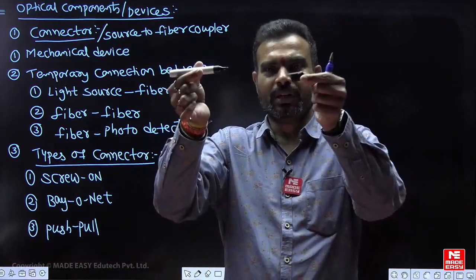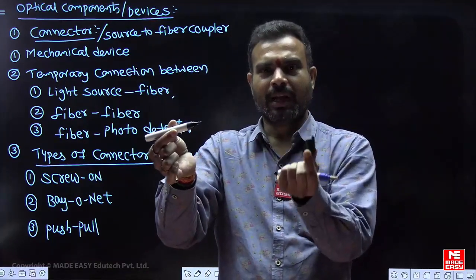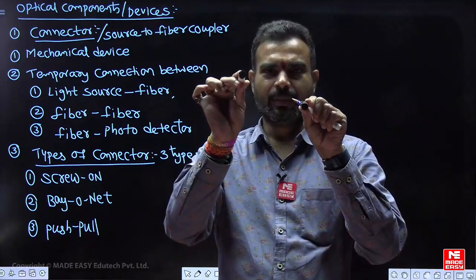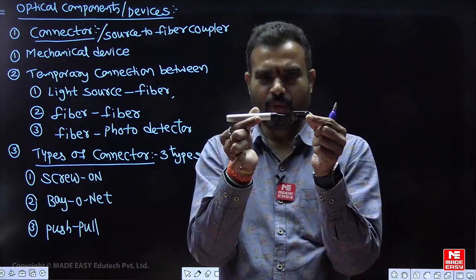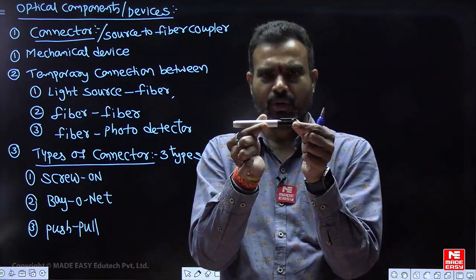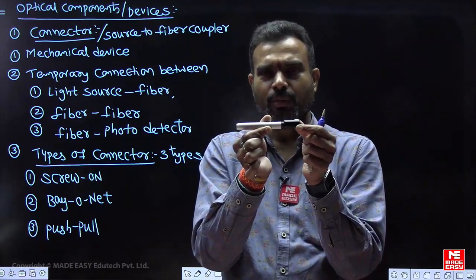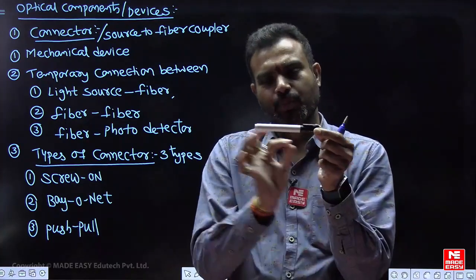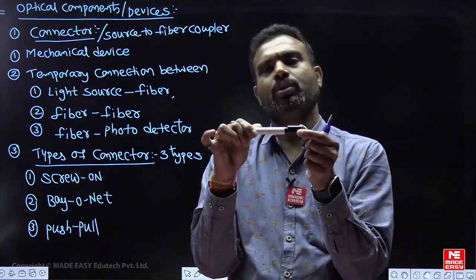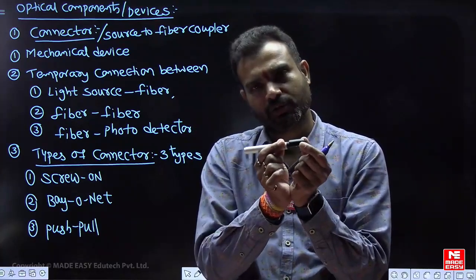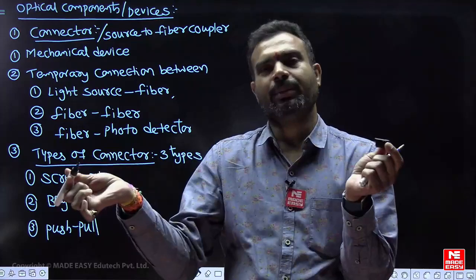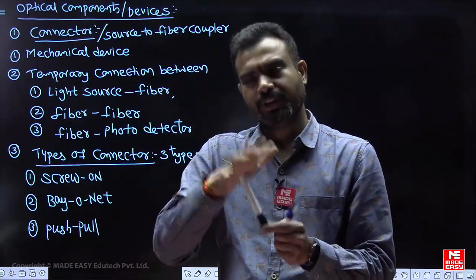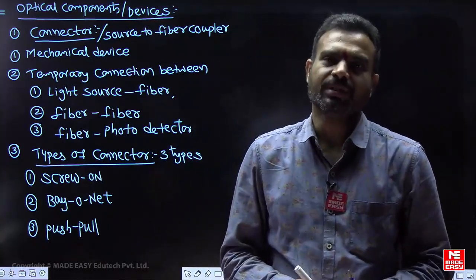Assume that this black colored cap is the light source, and this is the fiber. Now see here, the light source and the fiber are made close to each other like this, to make a connection between them. By pushing the two together, the fiber goes into the light source. By pulling, the fiber and the light source get separated. A temporary connection is formed. This is what is called the push-pull configuration.